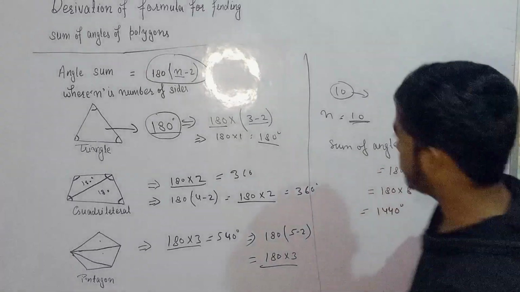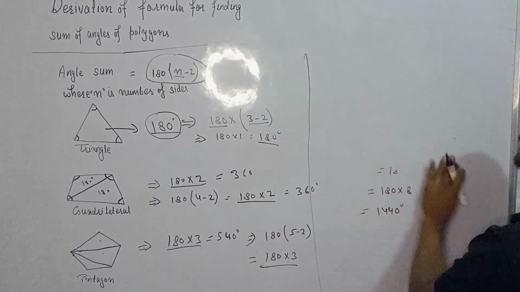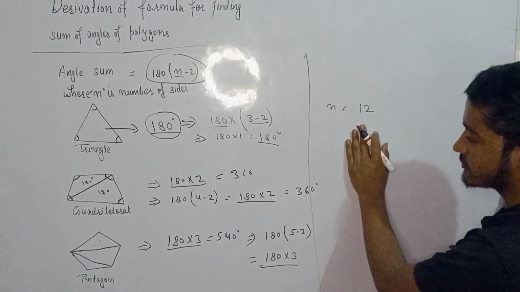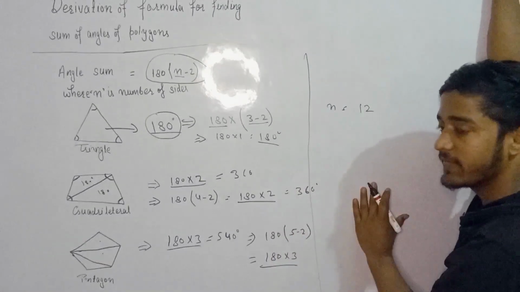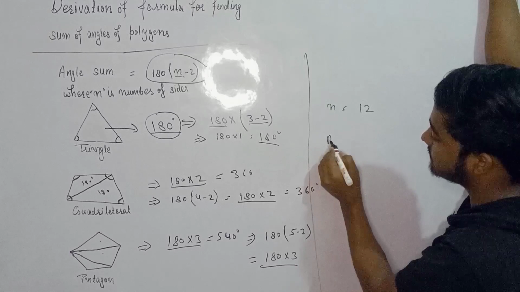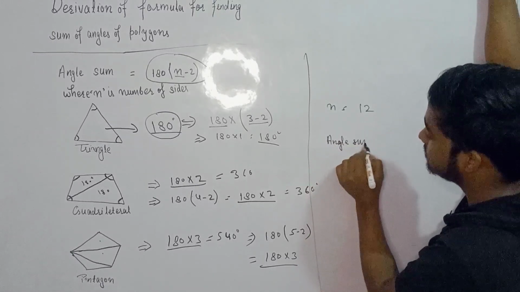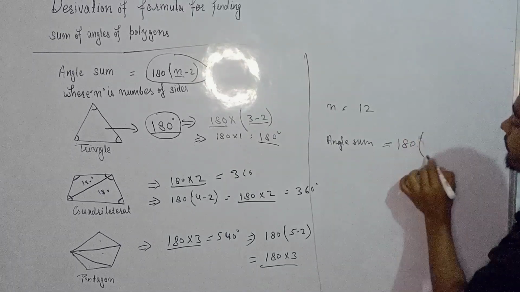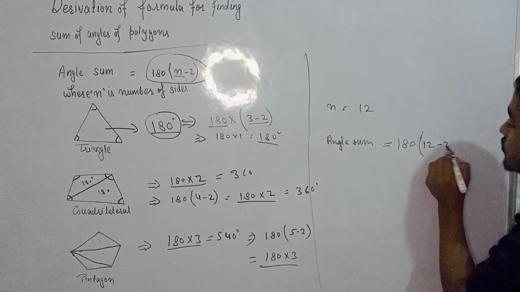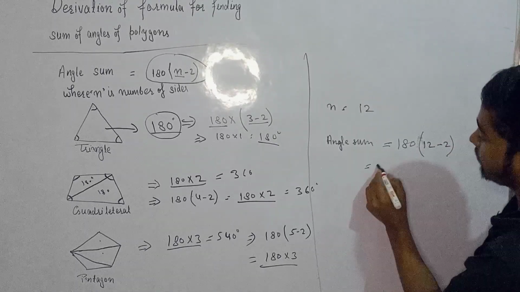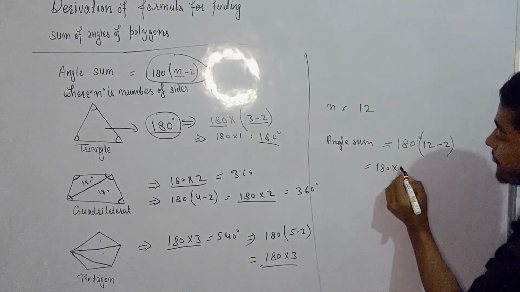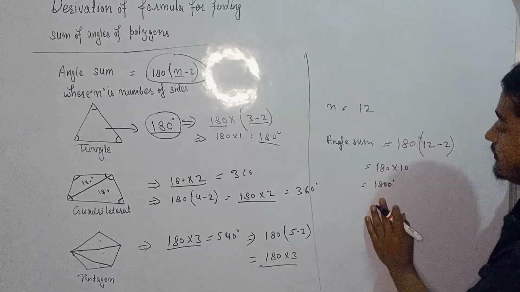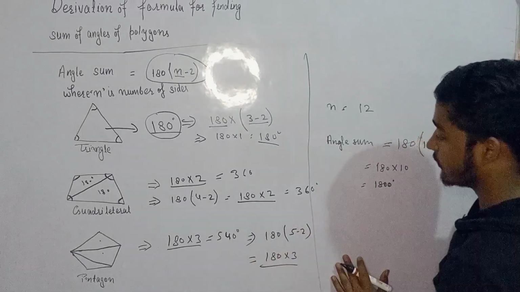Let us take another example. Let n be a polygon having 12 sides, the number of sides is 12. What will be the sum of the angles of that polygon? What is the formula? Sum of angles is equal to 180 multiplied by the number of sides, 12 minus 2, right? Then what is the value? 180 into 12 minus 2, 10. Then we will get 1800, the sum of angles in that polygon, right?